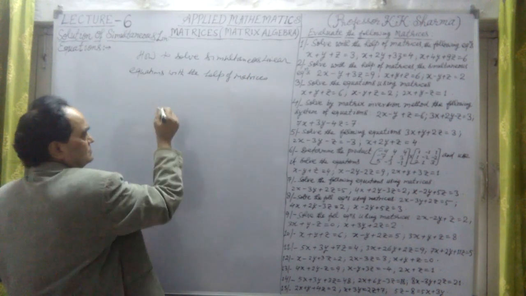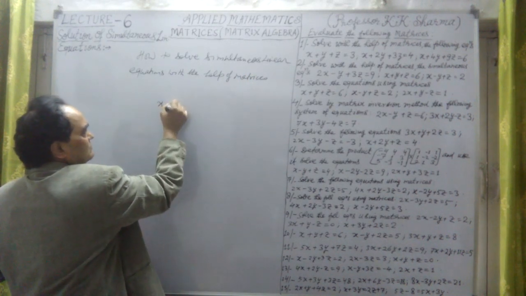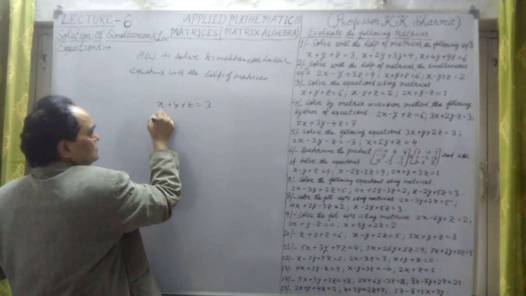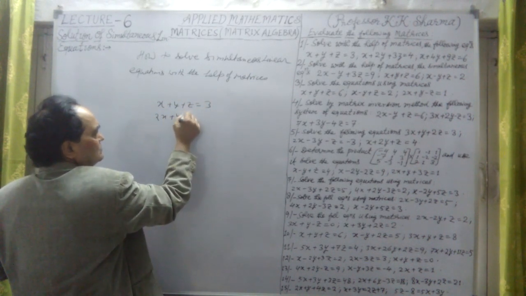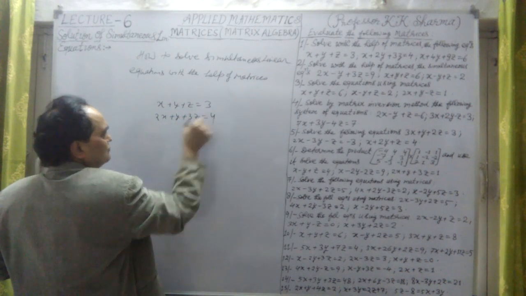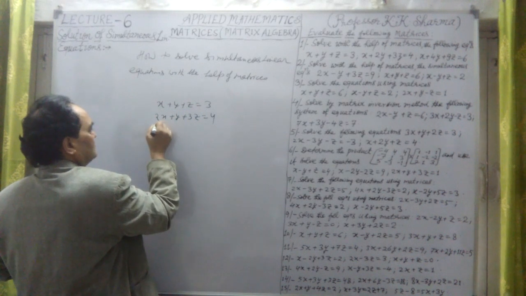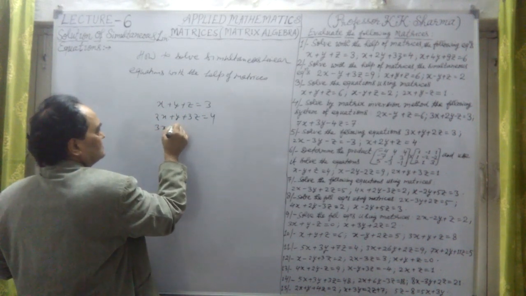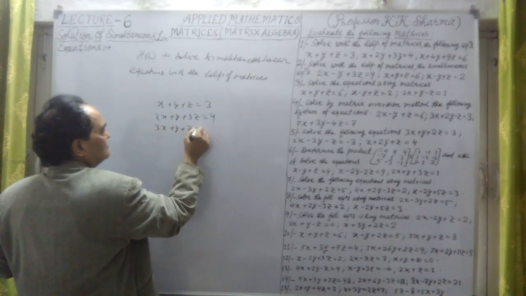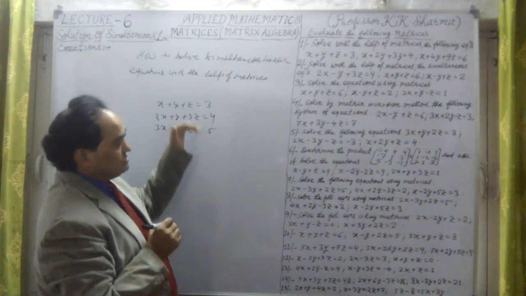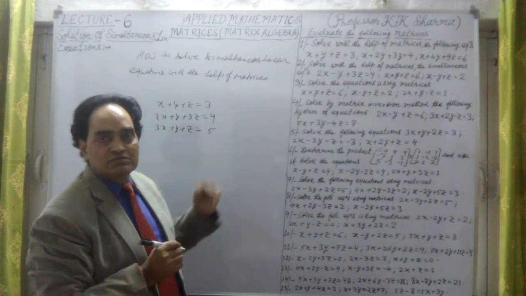The process is, suppose let me take x plus y plus z equal to 3, 2x plus y plus 3z equal to 4. Let me take this as order 3 by 3. And 3x plus y plus z equal to, let me take 5. This is the system. Now these three equations we have to solve with the help of matrices.